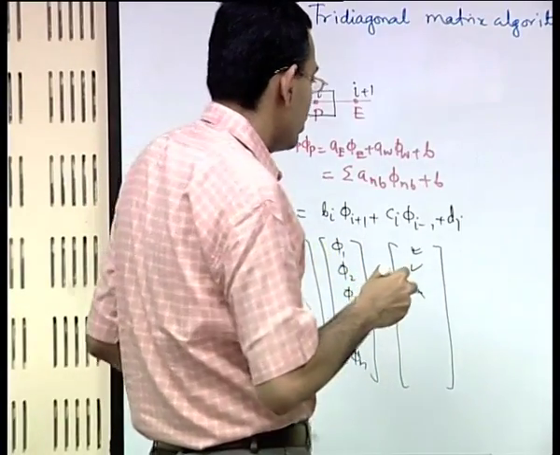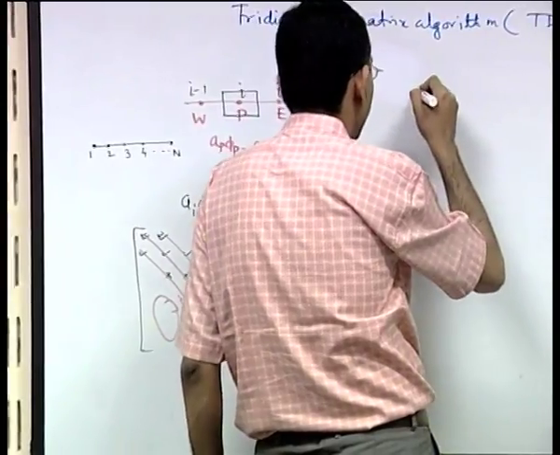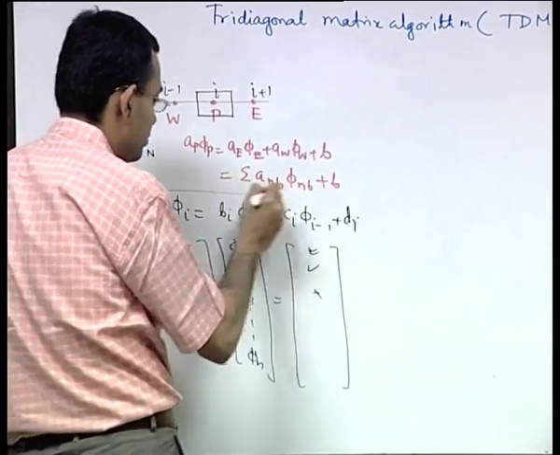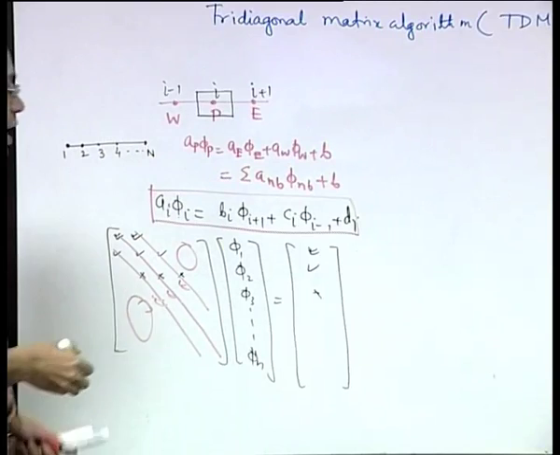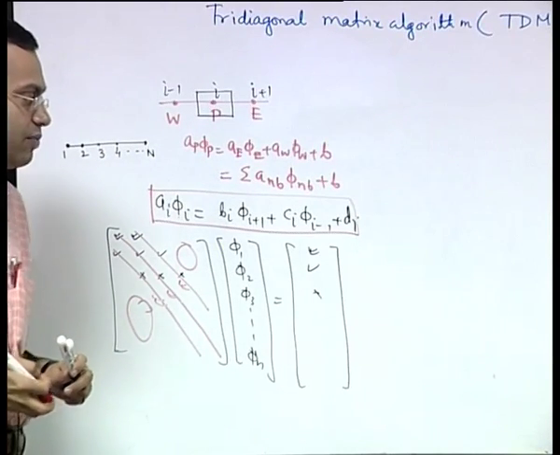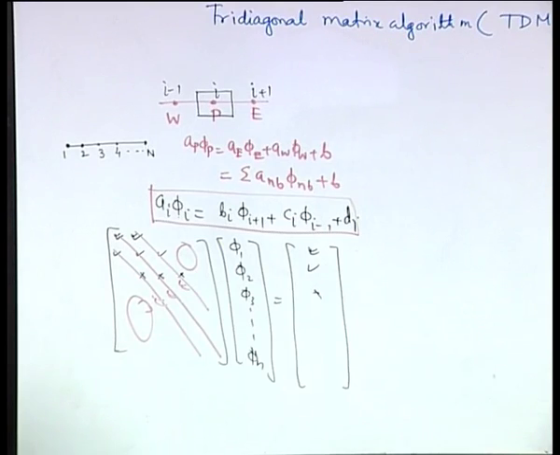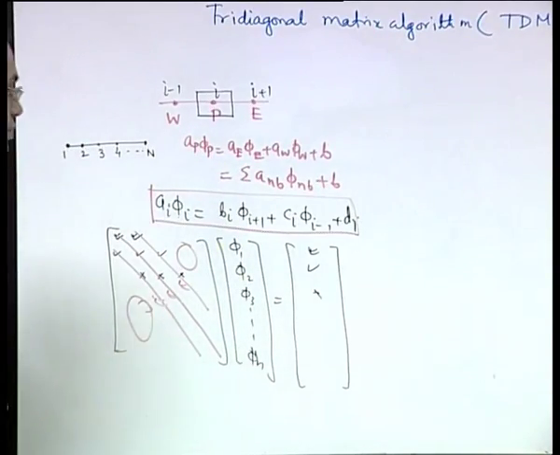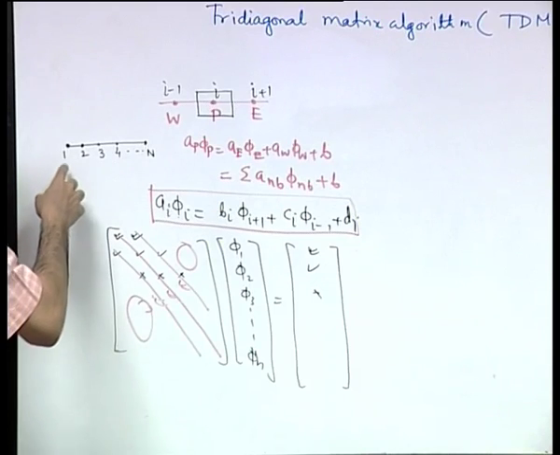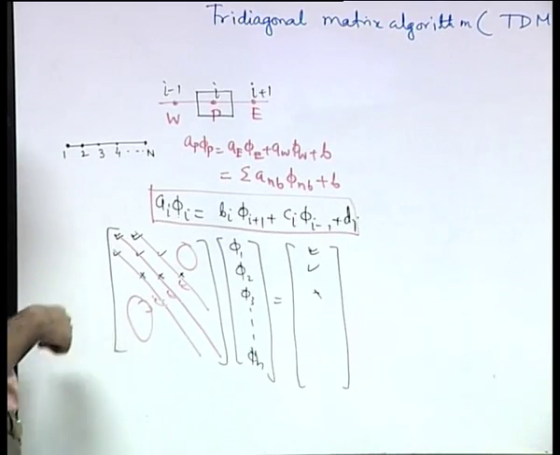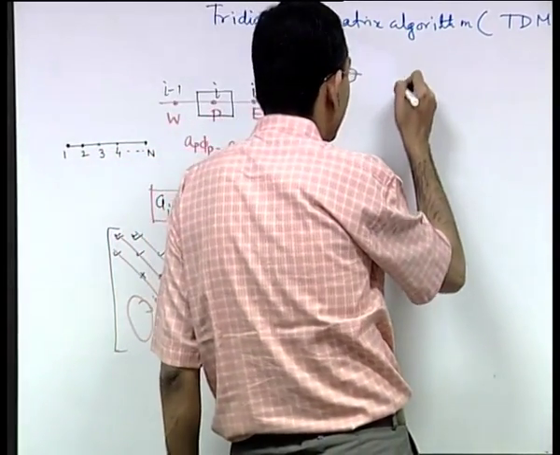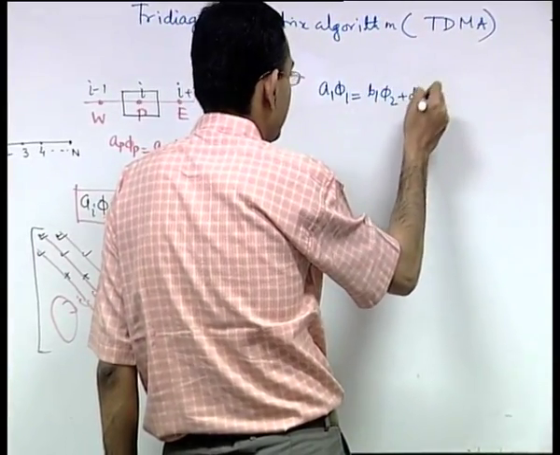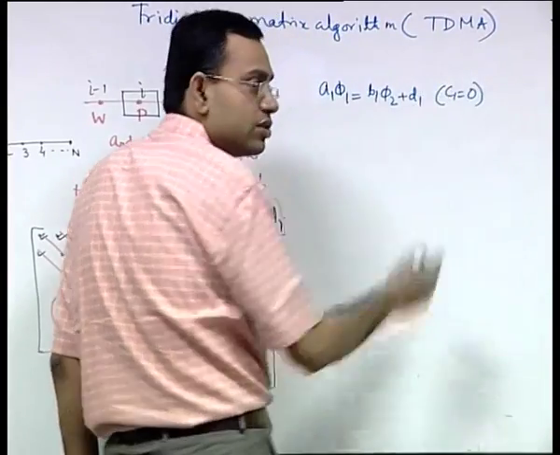So let us try to figure out how we can do that. Let us take a prototype equation of this particular form: AI phi I is equal to Bi phi I plus 1 plus Ci phi I minus 1 plus Di. Say this is the equation that you have obtained out of a one dimensional discretization problem. Now, we can start from the left hand side to the right hand side. So your first equation will be A1 phi 1 is equal to B1 phi 2 plus D1, and C1 will be 0 because there is no phi 0.